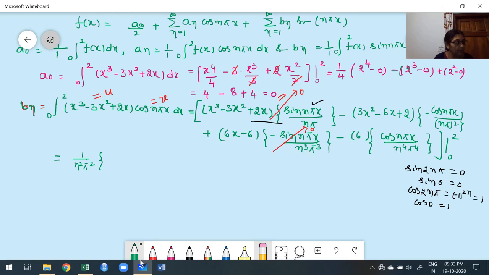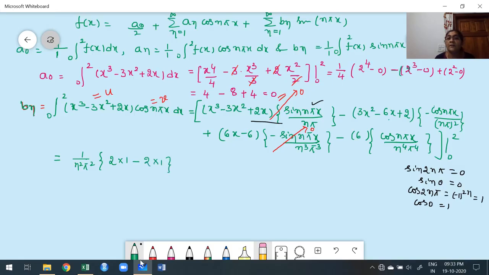Now here once you apply the limit, what happened? 2 square is 4. 3 4s are 12. 6 2s are 12 is cancelled. What's remaining is 2. 2 cos of 2n pi. What is cos of 2n pi? It is 1. Minus lower limit. What is my lower limit? It is 0. x is 0, only remaining 2, cos 0 is 1.